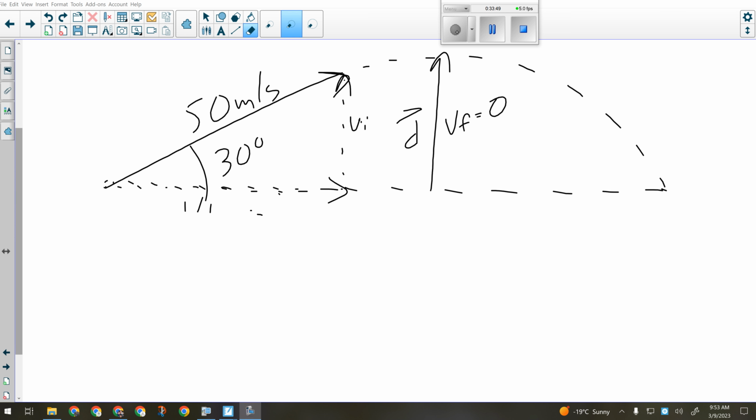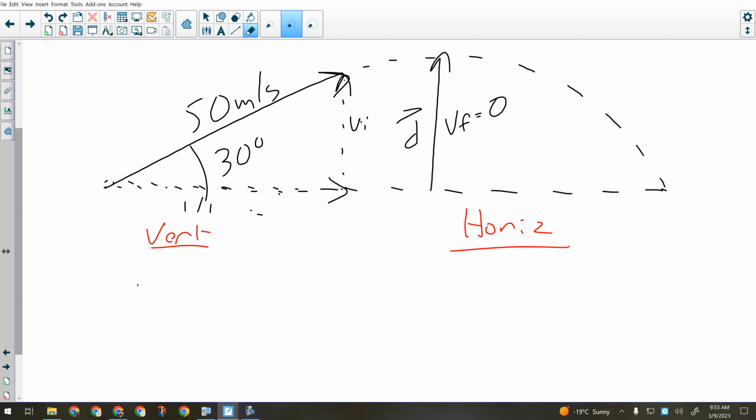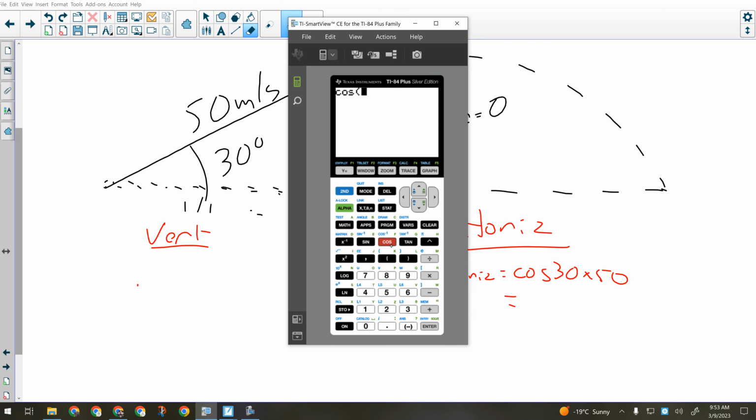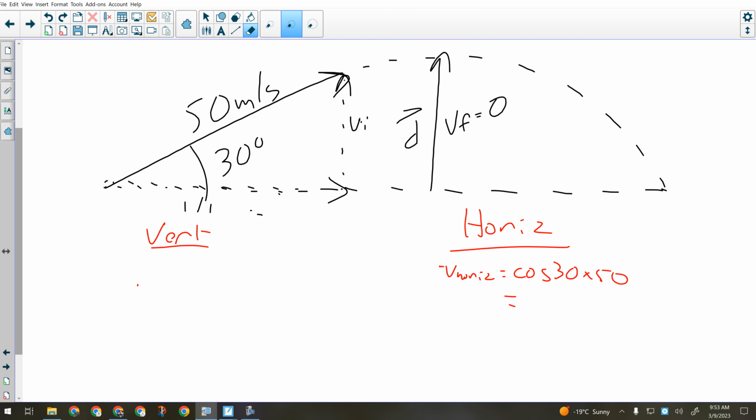Okay, so on this one, we've got to break it up into our vertical and horizontal components. Right away, let's calculate V horizontal and V initial vertical. So this will be the cos of 30 degrees times 50. Okay, so 43.3 meters per second. And then on this side, V initial vertical will be the sine of 30 times 50, which is going to be positive 25 meters per second.